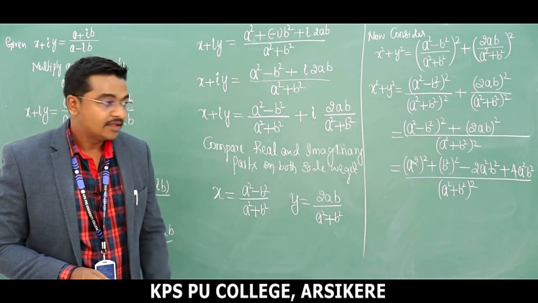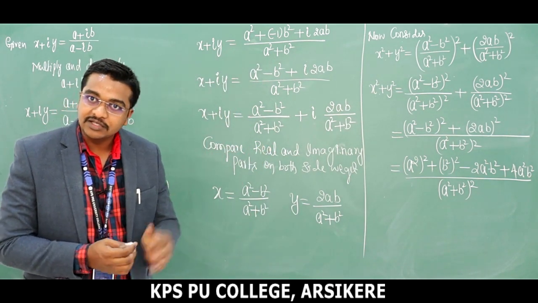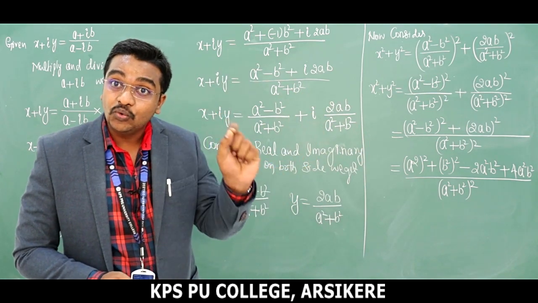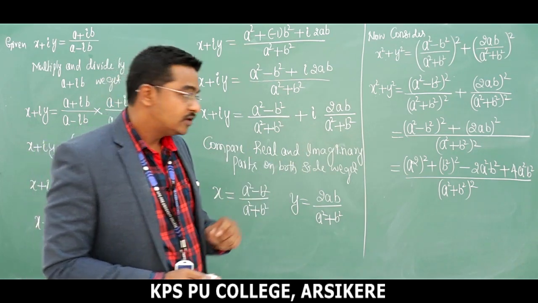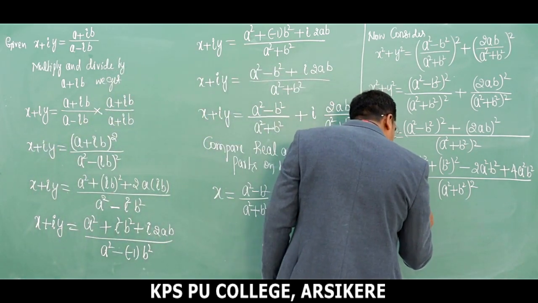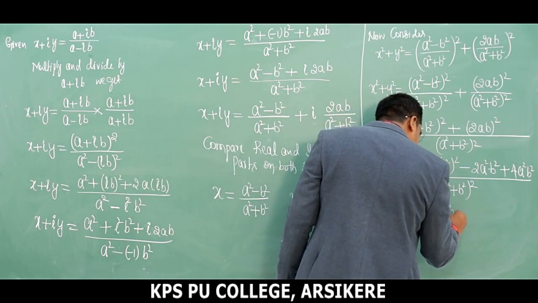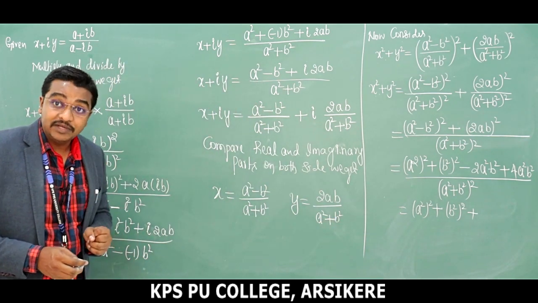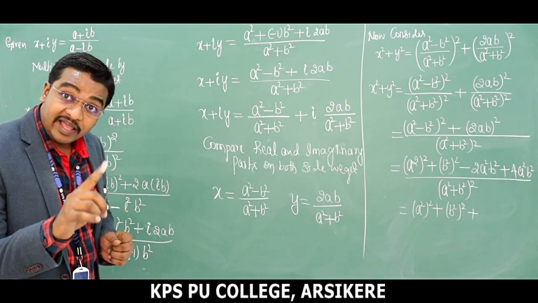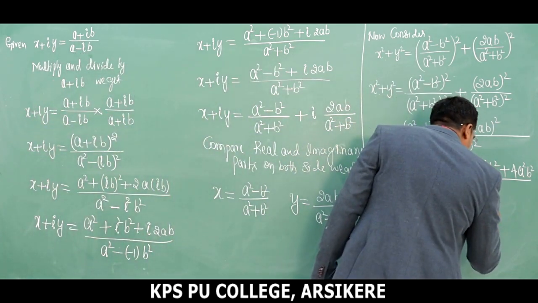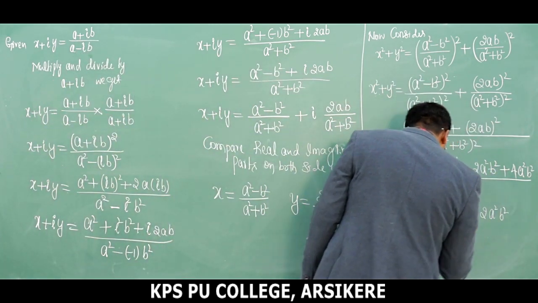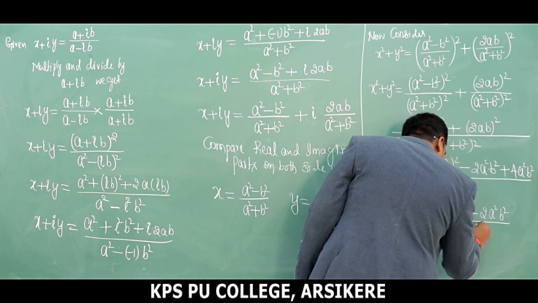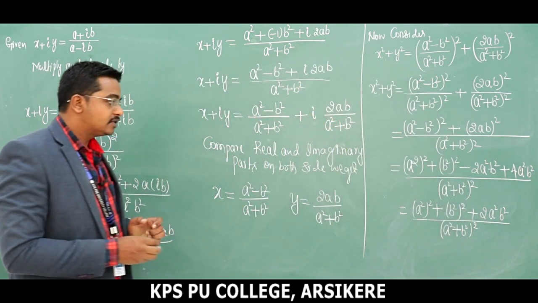Understood, children? 2ab whole square can be written as 2 square into a square into b square. 2 square is nothing but 2 into 2, that reduces as 4. So in total we are left with a square whole square plus b square whole square plus, just observe, 4a square b square minus 2a square b square. So this reduces as 2a square b square whole divided by a square plus b square the whole square. Understood, children? This is the thing.